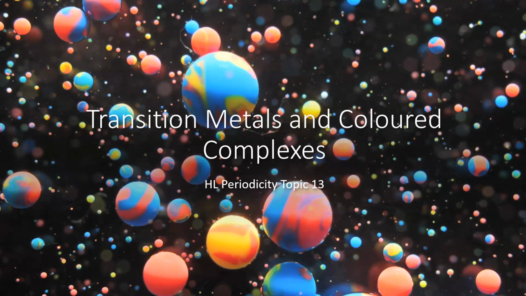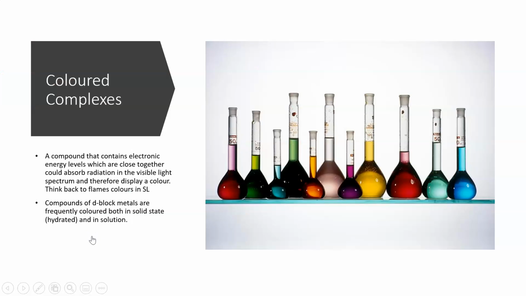Right, let's get stuck into the very last bit of our section on periodicity for HL, looking at transition metal complexes and why they are so brightly coloured. As we've mentioned, transition metal complexes form coloured compounds that contain electronic energy levels, and when we see transitions of the electrons, these fall in the range of visible light. Therefore they display a colour when we look at them.